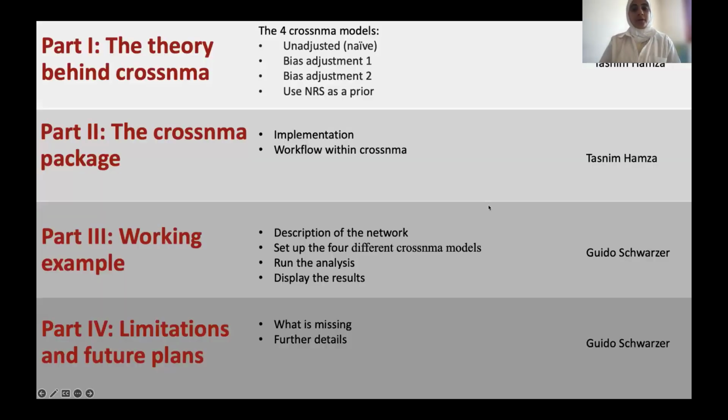So this webinar is split into 4 parts. I'm going to talk about the theory behind the development of Crossnma package, namely introduce the 4 Crossnma models. Then I'm going to move on to talk about the implementation of Crossnma and the workflow within its functions. And then Guido Schwarzer will take over, and he will take you through a working example to demonstrate how to use the functions in Crossnma, and end with some limitations and the future plans of Crossnma.